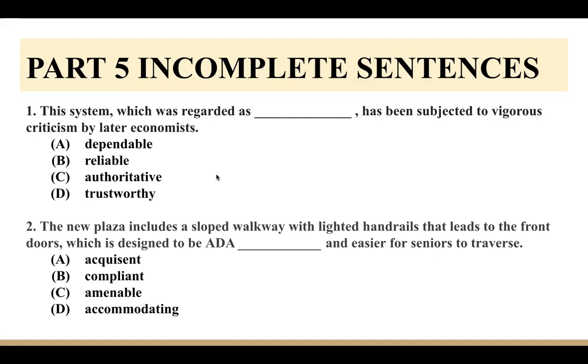All right, shall we start with the first questions from Part 5, incomplete sentence vocabulary content. Here it's all about your passport test, right? So you have to be focused a bit because it's not that easy. This system, which was regarded as blah blah blah, has been subjected to various criticism by later economists. A, dependable. B, reliable. C, authoritative. And D, trustworthy.